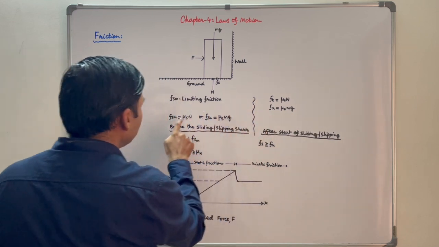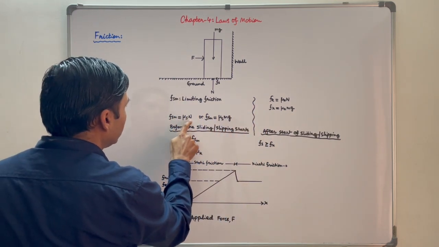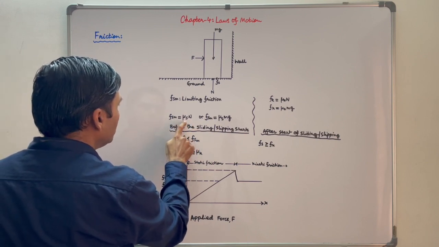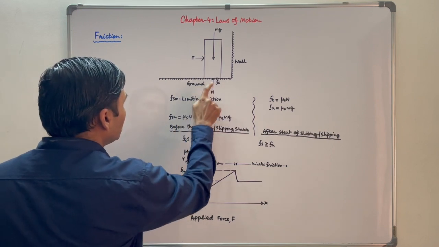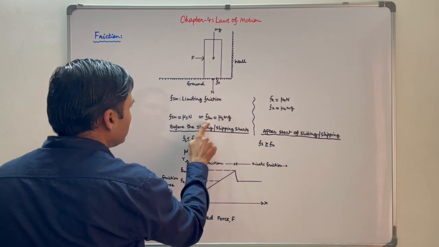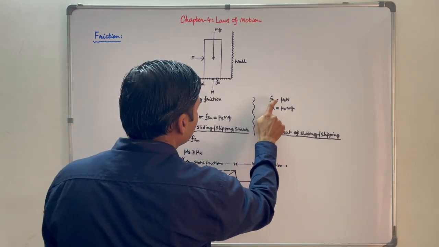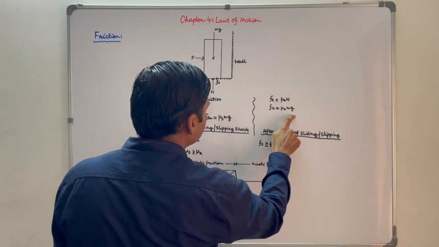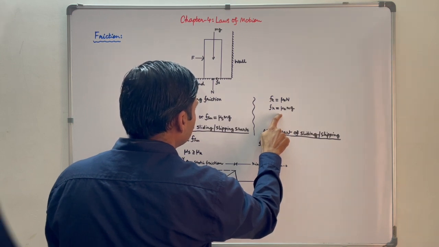It is experimentally seen that limiting friction varies linearly with normal reaction, and it is given by Fsm is equal to μs into N. μs is coefficient of static friction. N is equal to mg. So Fsm is equal to μs mg. Similarly, Fk is equal to μk into N or Fk equal to μk into mg, where μk is equal to coefficient of kinetic friction.